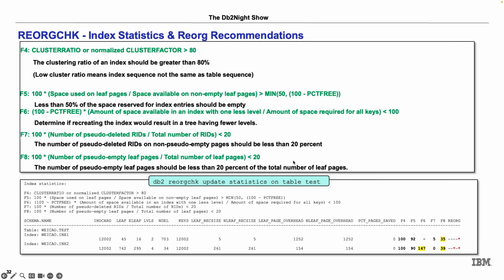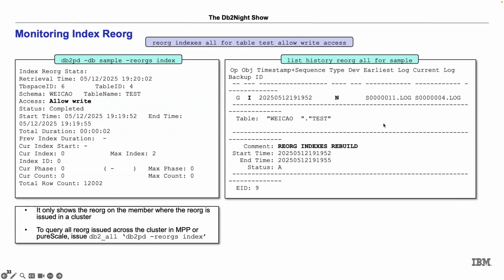This tool is very helpful. You can use it to determine when to do the index reorg, and of course it can also be used for table reorg as well. Monitoring: if an index reorg is ongoing or has been done in the past, how do you monitor that? The db2pd -reorgs index option will give you that information. You can also use list history reorg, or for example my DB code sample. This will give you the history info as well.